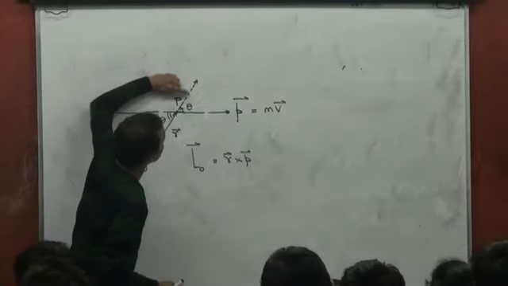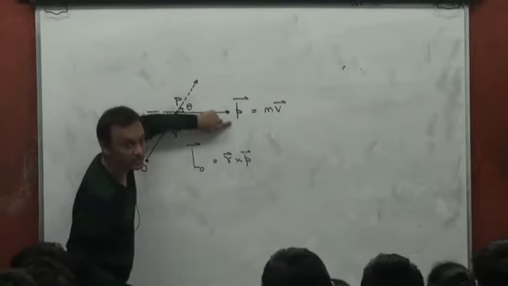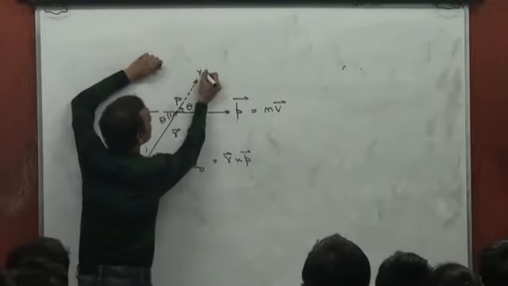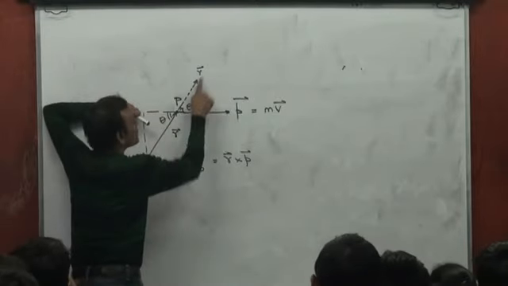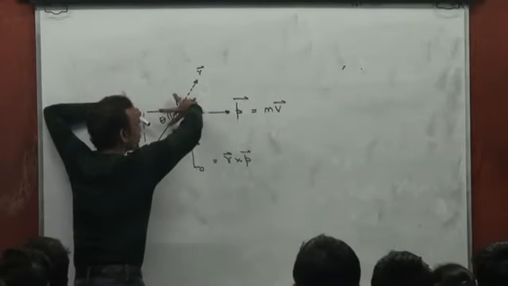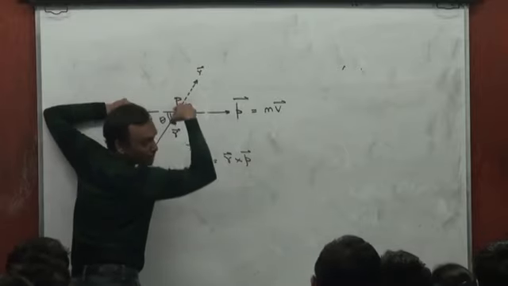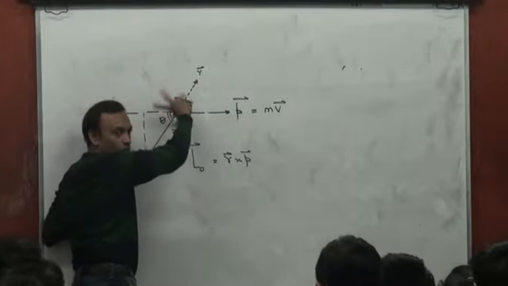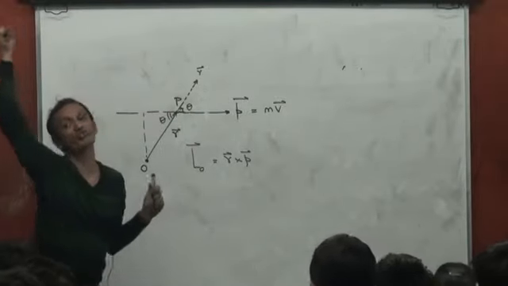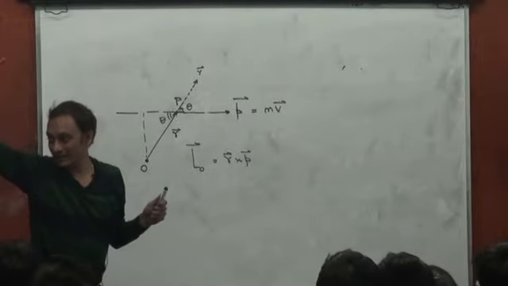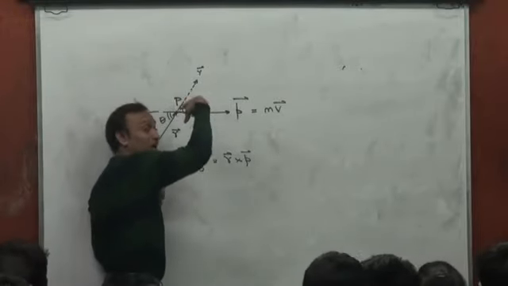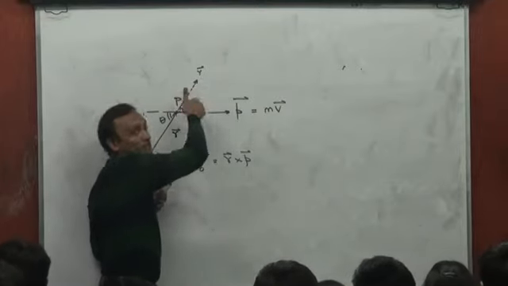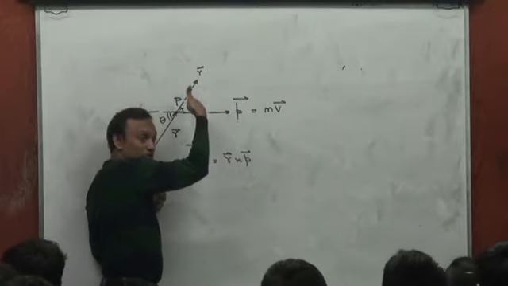Angular momentum is R cross P, where this is the direction of R and this is the direction of P. So what's the direction of L? R is like this, P is like this. Take a screw and rotate it from R to P, placed here. It will go into the plane of the board, yes or no? So the direction of L is into the plane of the board. That's the direction of L, right?